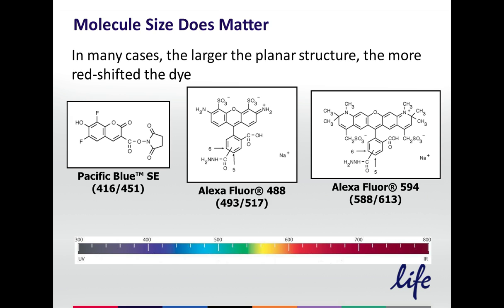You'll see that Pacific Blue, when you go from blue to green to red of 594, generally the dye structure increases in size and molecular weight. Also, the extinction coefficient tends to increase. The extinction coefficient is the measure of absorbance efficiency of a dye. The more it absorbs, the brighter the end fluorescence will be.